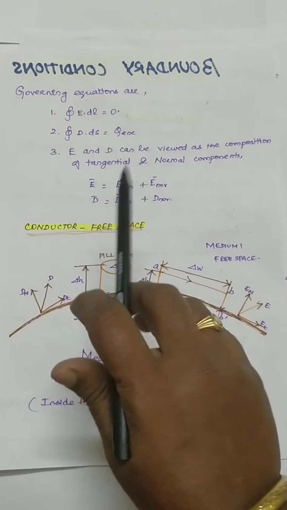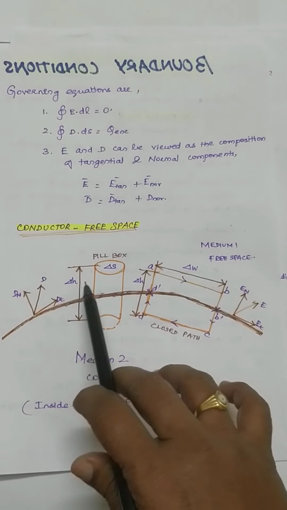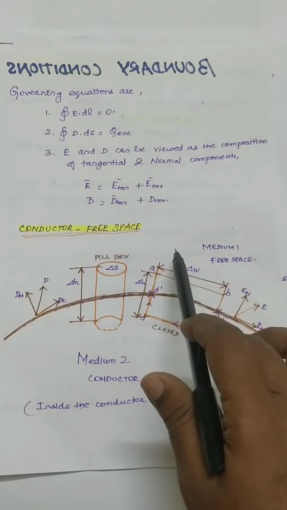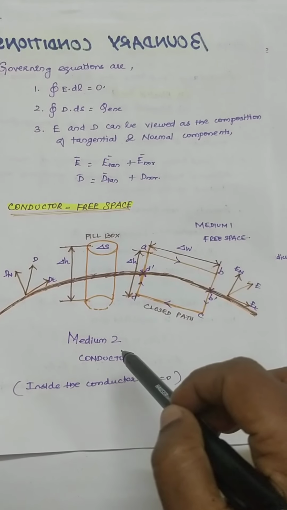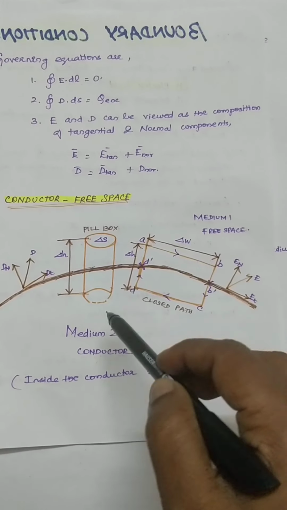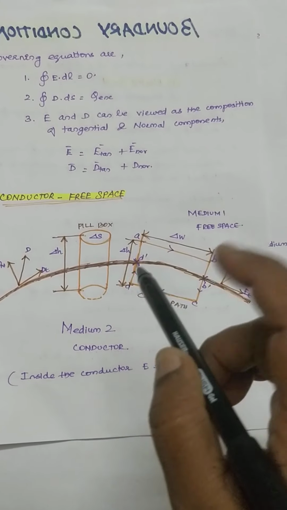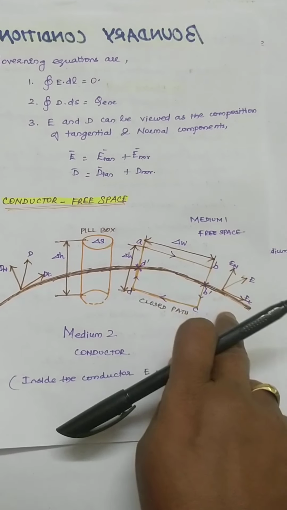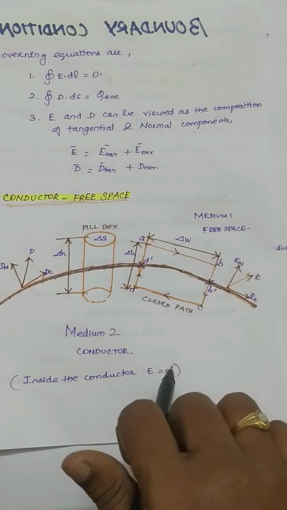Now, we will go into the first case, the conductor-free space condition. So, this is the boundary existing between the conductor and the free space. This is medium 1, this is medium 2. Let me assume medium 1 to be free space, medium 2 to be the conductor. A very important concept: inside the conductor, electric field intensity E is equal to 0. This is very, very important. So, in this portion inside the conductor, electric field intensity E is equal to 0.